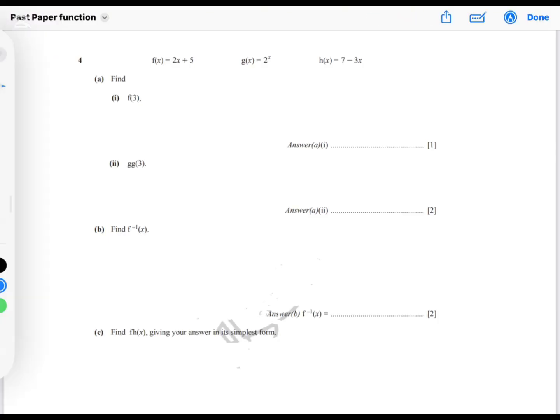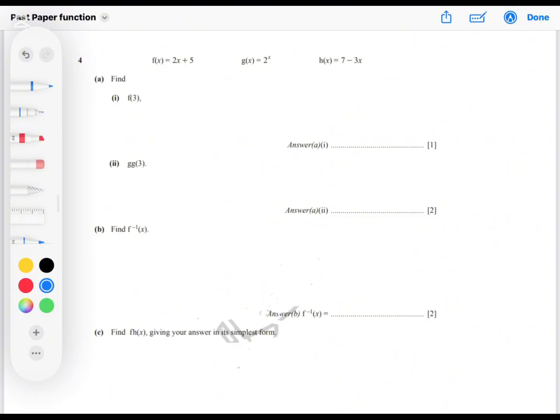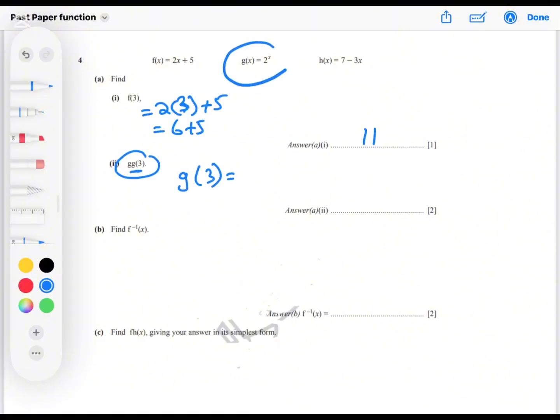Okay, now question number 4 is f of 3. This means I have to put 3 in function f. So 2 times 3 is 6. 6 plus 5 will be 11. Okay, now next is g of g of 3. This means first I have to solve g of 3. So g is a function where the power will be 3, so 2 to the power 3 is 8. So I get 8. This means that now the question will become g of 8.